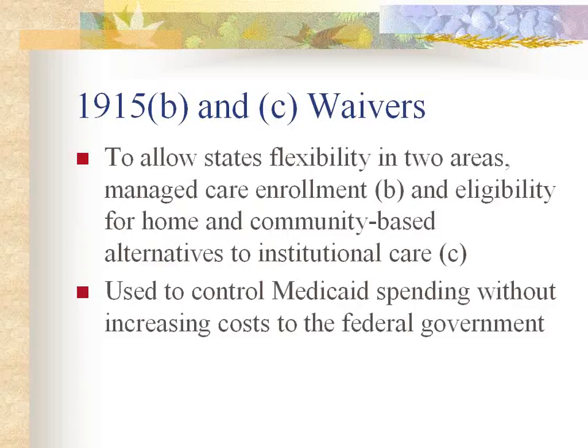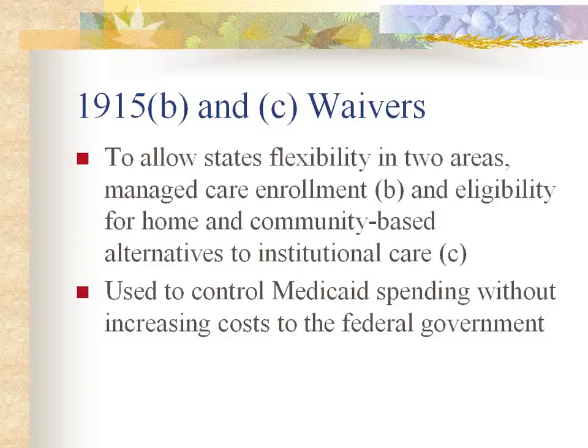So the 1915 waivers are used to control Medicaid spending without increasing costs to the federal government. Here's another little rub about this. You can't ask the feds for any more money as part of your waiver. What you ask is permission to waive a Medicaid rule and use your same amount of money more efficiently.